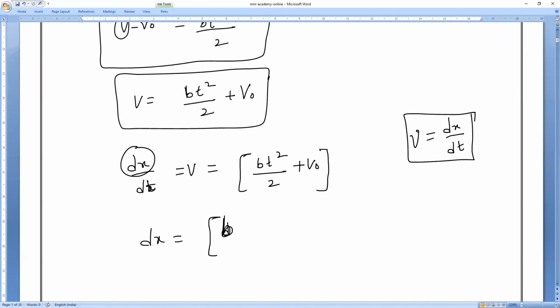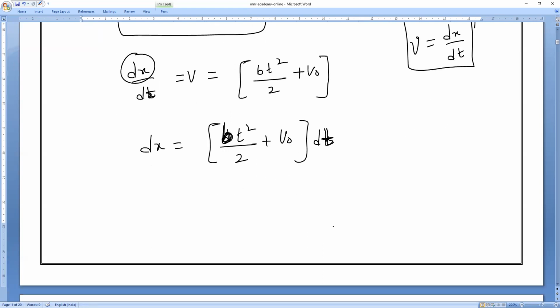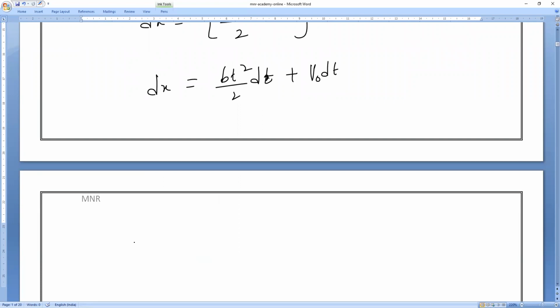dt is in division, so it will come to this side as multiplication. So dx is equal to b t square divided by 2 plus v naught, into dt. This dt is applicable to both, so I will write b t square divided by 2 into dt plus v naught into dt, which is equal to dx. Now apply the limits. Integration of dx: initial distance is 0, distance traveled is x, which is equal to the integration over time from t equal to 0 to t equal to t.